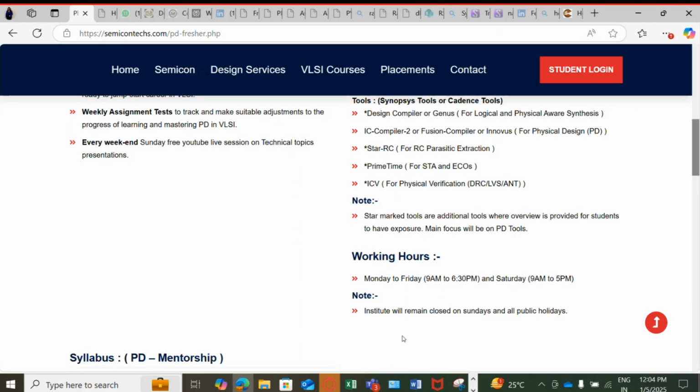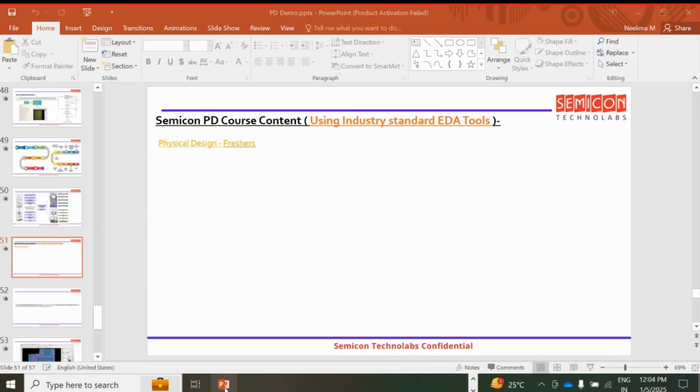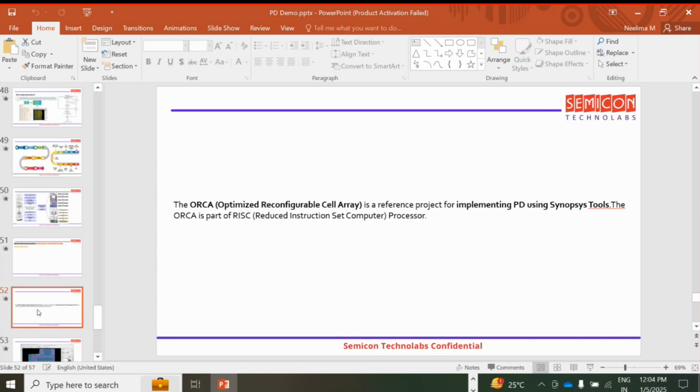Okay. So let me go back to the presentation. All right. Now we have reached the actual EDA tools practice. Let me share the screen. So this project is ARCA top. ARCA means Optimized Reconfigurable Cell Array. It is a reference project given by Synopsys for implementing physical design using Synopsys tools. The ARCA is part of a RISC processor, Reduced Instruction Set Computer. Somebody mentioned they have done a RISC processor related project in third year, right? So this ARCA top is related to the RISC processor.